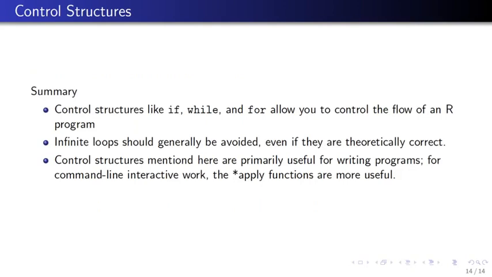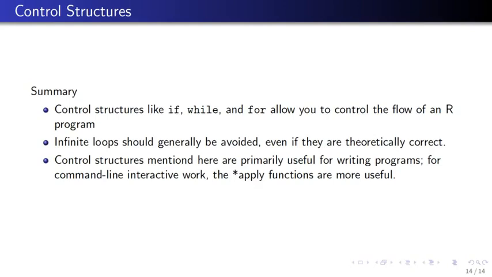That's control structures for now. So the basic summary is that control structures like if, while, and for allow you to control the flow of an R program. Generally speaking, while there are constructs that allow you to execute infinite loops, you generally want to be on the lookout for these kinds of things and to avoid them if possible, even if they are theoretically correct, because they can lead to some unpredictable behavior in programs.